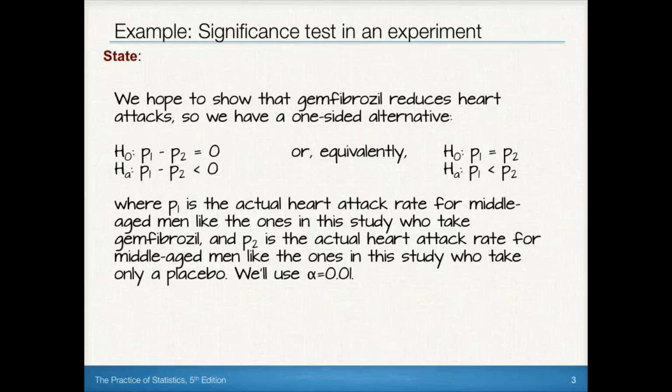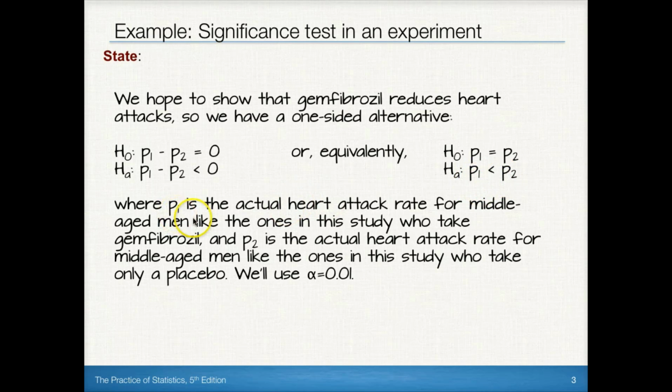We can write these hypotheses two different ways. We can write them either as statements with the differences in proportions, or we can do a more straightforward approach just comparing the proportions. In either case, our null hypothesis is a statement of equality. Either the difference between proportions will be 0, or we can write it as p1 equals p2. For the alternative, it's one-sided, so we want to show that the difference will be less than 0, or that one proportion is less than the other proportion.